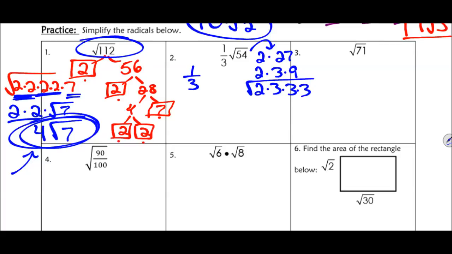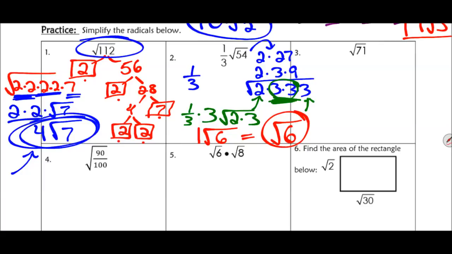So now I'm looking for those pairs. I have a pair of 3s in the middle, and I have a lone 2 and a lone 3. They're still going to be on the inside of the square root symbol. So it's going to be 1/3 times, one of these 3s is going to jump to the outside. Everything else stays on the inside. This 2 times 3 is still on the inside. I'm going to simplify the outside and the inside in that same step. 1/3 times 3 is really just 1. And the square root of 2 times 3 is really just the square root of 6. It's 1 times the square root of 6, which is really just the square root of 6 by itself.